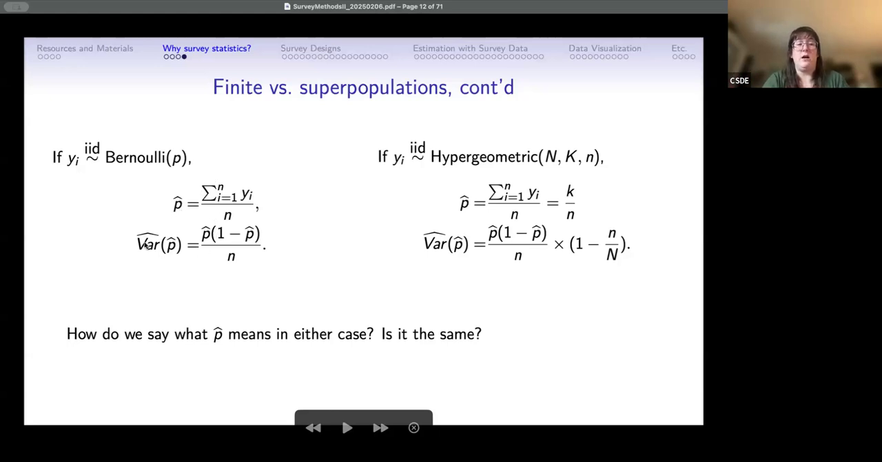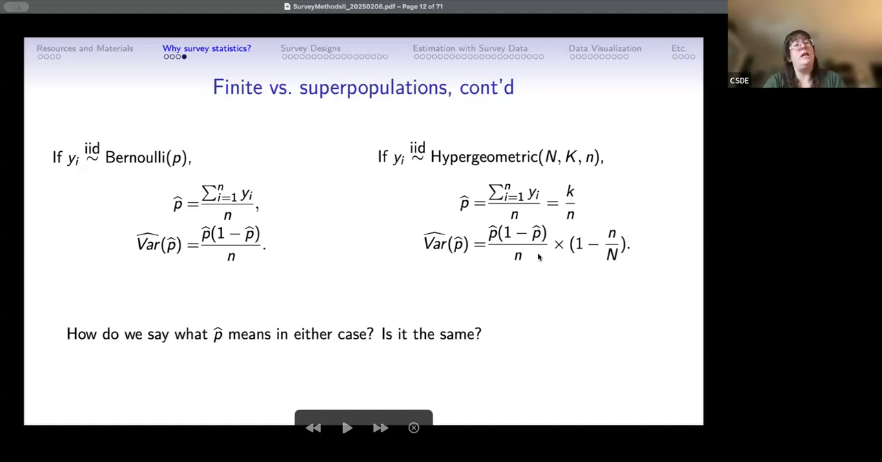And then we know the canonical variance estimator is p hat times 1 minus p hat divided by n. On the other hand, in the hypergeometric setting, we would estimate p hat the same. Our variance estimator is still going to plug in that estimate of p hat into the variance, but we're going to multiply by this, right? So our point estimates would always be the same.